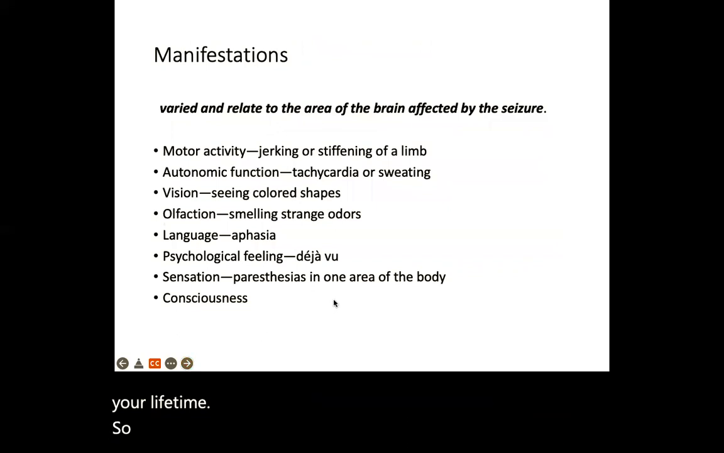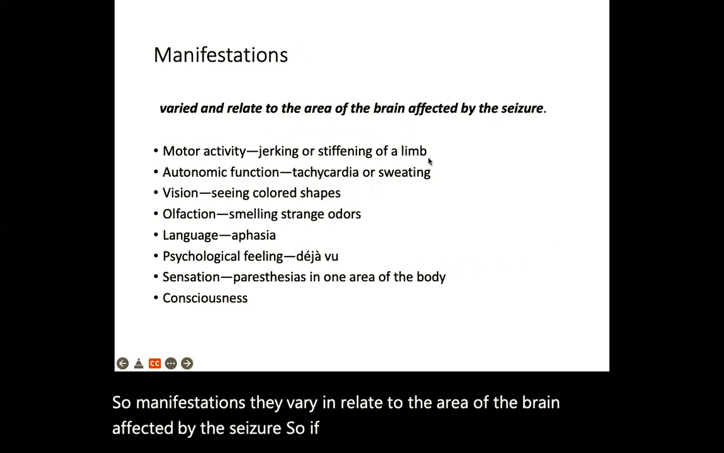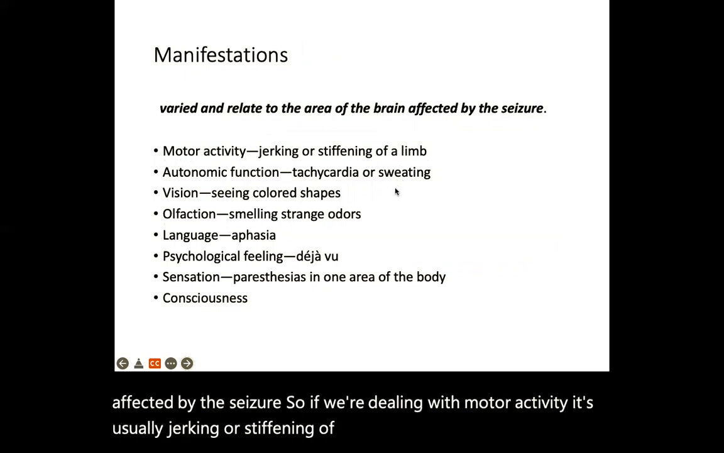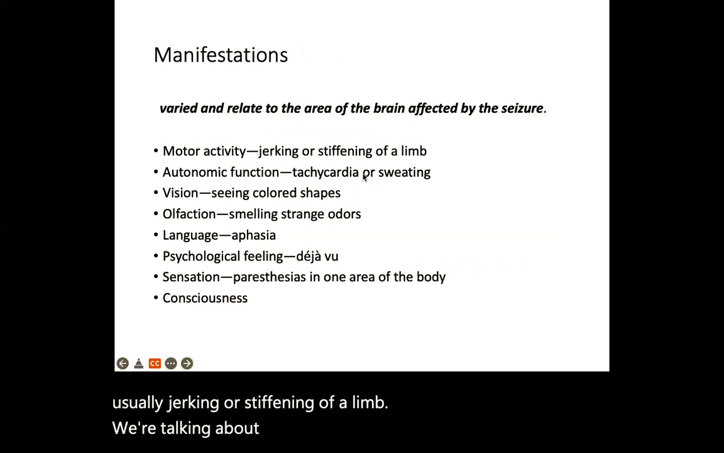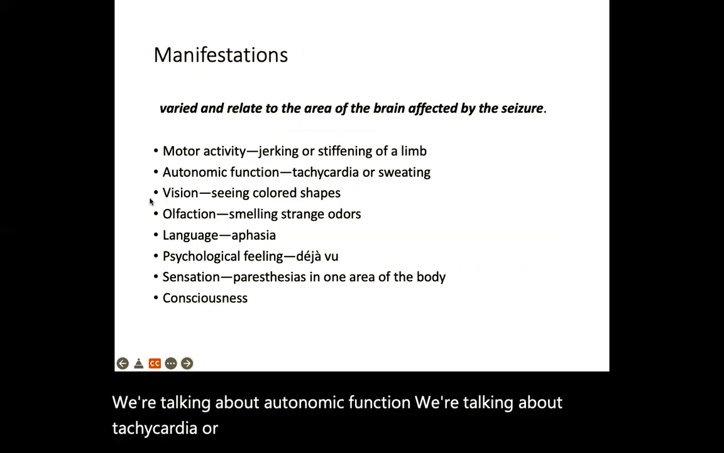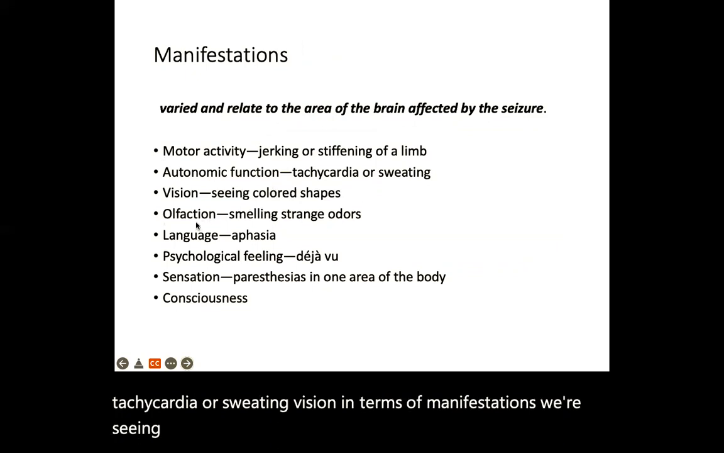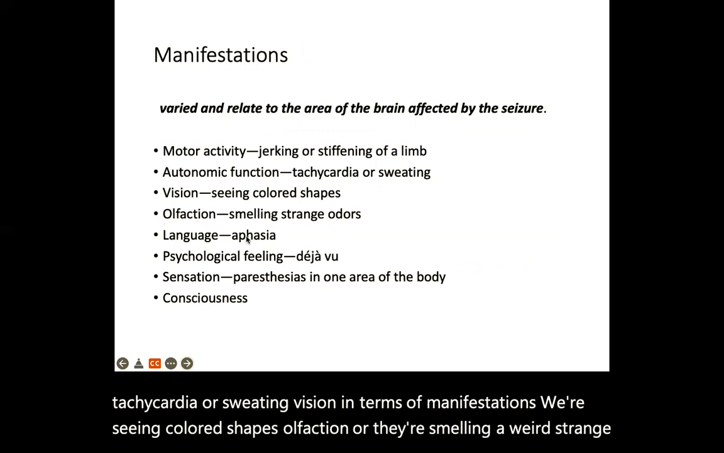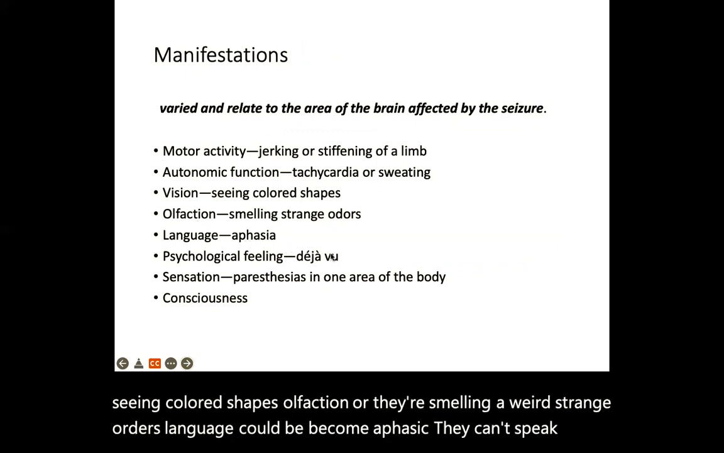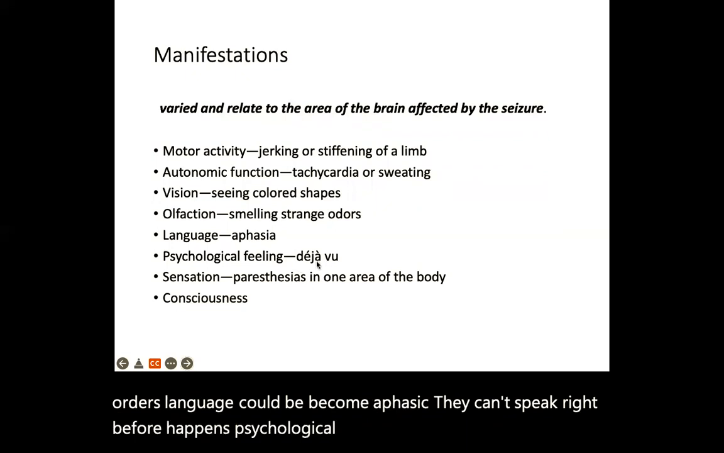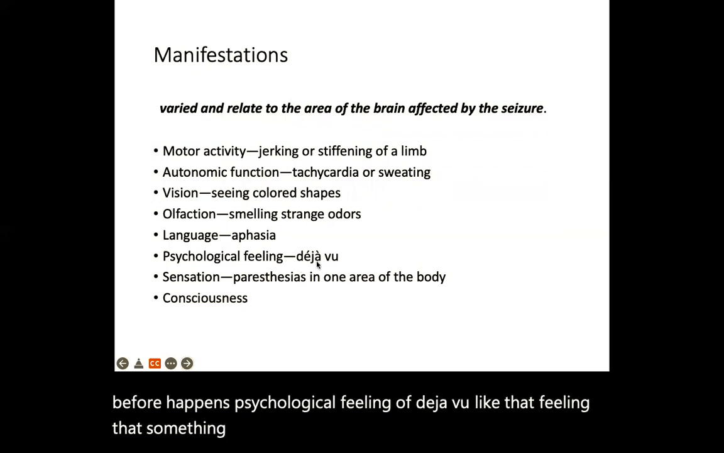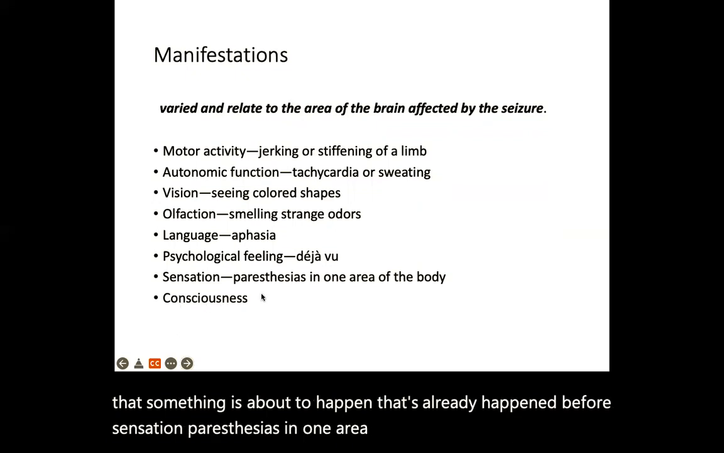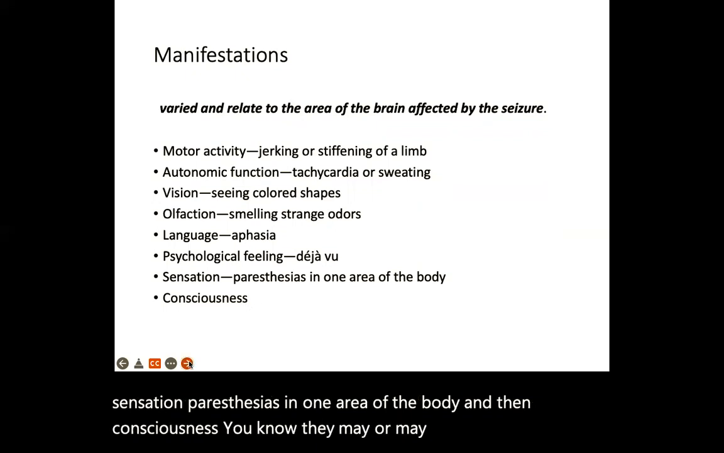So manifestations vary and relate to the area of the brain affected by the seizure. If we're dealing with motor activity, it's usually jerking or stiffening of a limb. If we're talking about autonomic function, we're talking about tachycardia or sweating. Vision: we're seeing colored shapes. Olfaction: they're smelling strange odors. Language could become aphasic; they can't speak right before it happens. Psychological: a feeling of déjà vu, like that feeling that something's about to happen that's already happened before. Sensation: paresthesias in one area of the body. And then consciousness: they may or may not lose consciousness during their seizure.